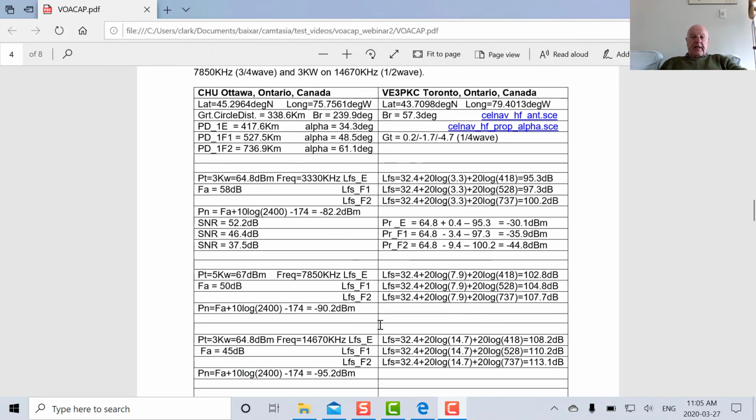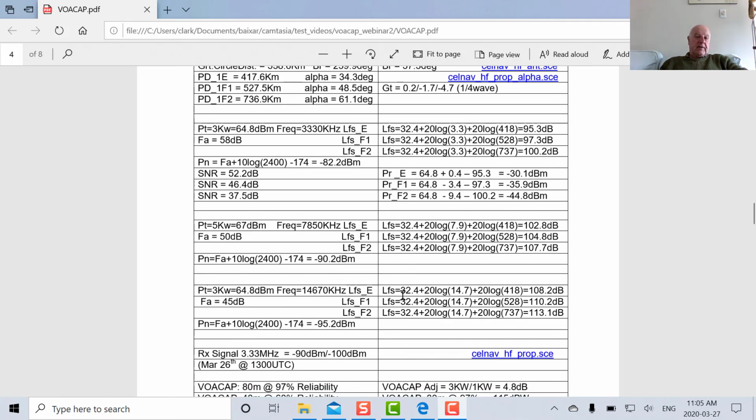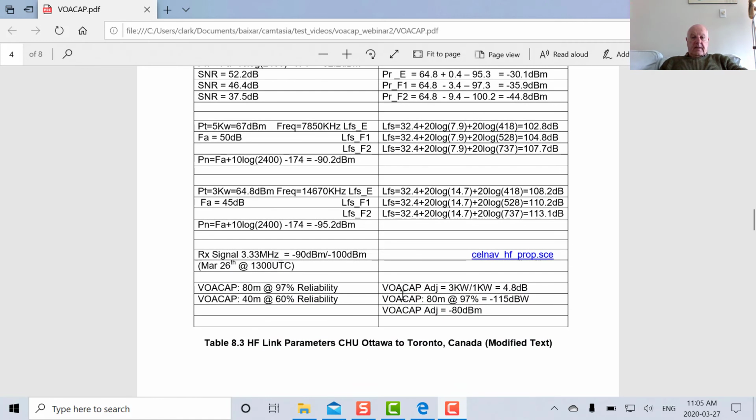Now I didn't do the received signal level calculations for the other two frequencies because we didn't receive them. Okay, the actual receive level, if you look at the video before this, at 3.3 megahertz is around minus 90, fading down to minus 100. So that was taken on Thursday, March the 26th at 1300. Today is actually not the 28th, it's the 27th. Made a mistake outside.